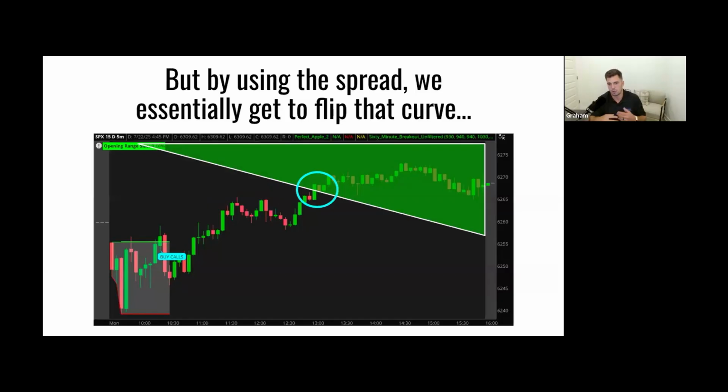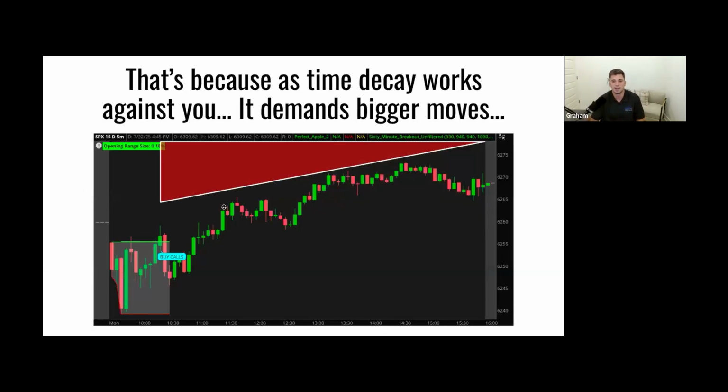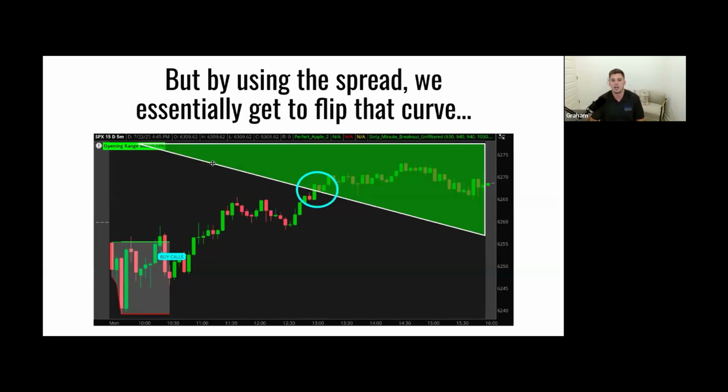But by using the debit spread, we essentially flip that curve the other way because we are selling the further out of the money call, meaning we are collecting time decay on it and offsetting our time decay. So instead of demanding a bigger move as the day progresses, we actually need a smaller move. To hit our profit target right away, we would need the markets to move really fast. However, as the day goes on, and even if stocks just grind, as time passes, the level that we need to hit decreases, meaning our odds improve as the day goes on.